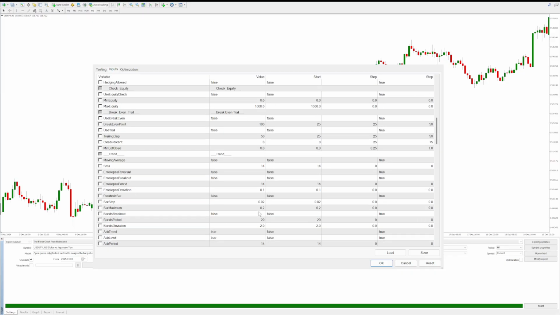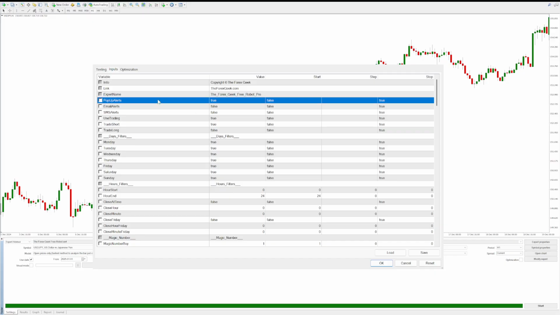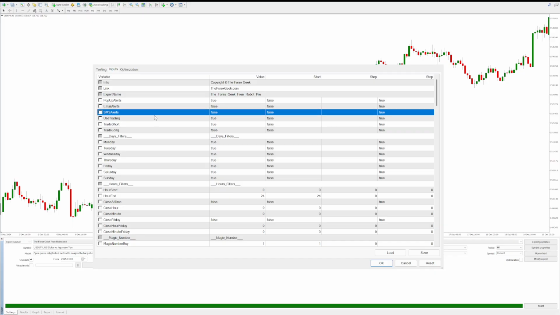You have alerts here, so you can have pop-up alerts, email alerts, and SMS alerts. These are all handy if you're not going to chart watch all the time, or you're away from your machine and you just want to get alerted when there's a potential setup.